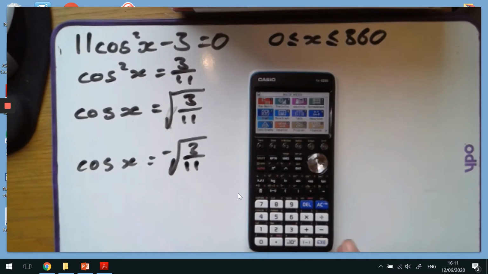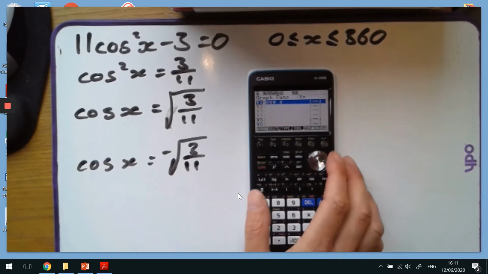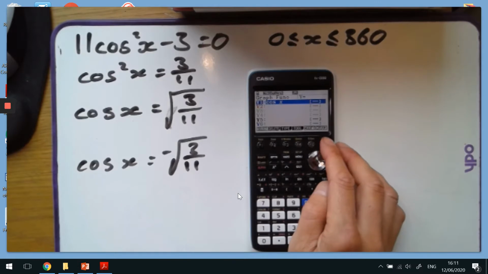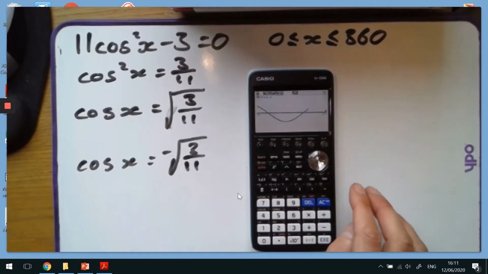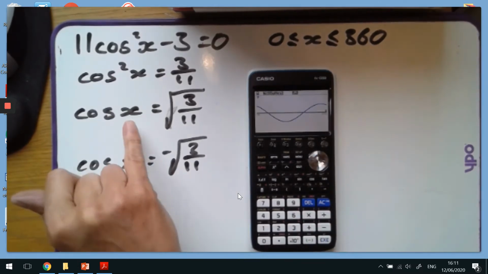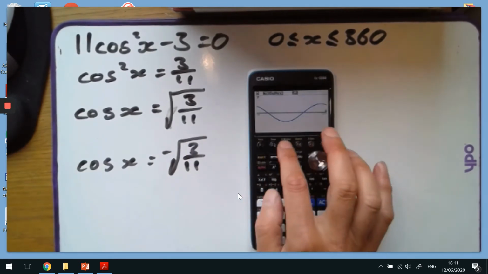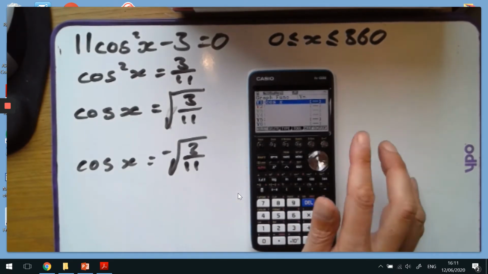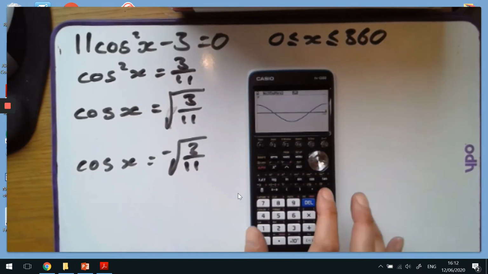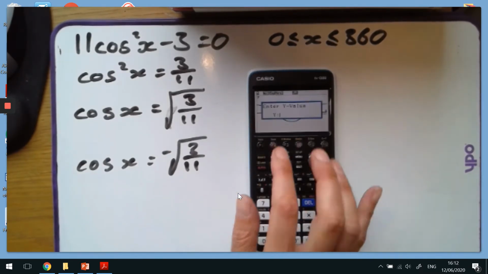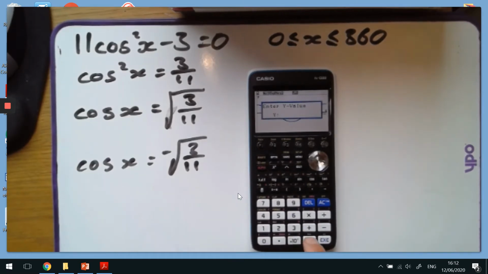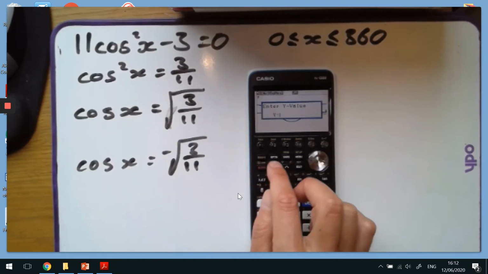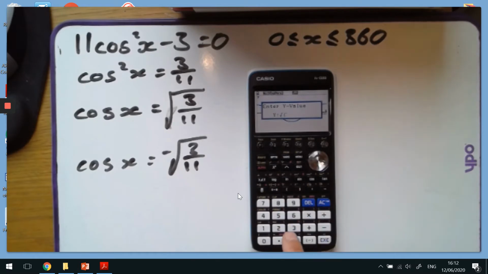So I'm going to go to graph mode. I know I'm in degrees because I've just used it. And I'm going to draw the cos graph. There's no function of x this time, so my V window is just between 0 and 360. Happy with that. Draw. And I'm going to do a G-solve x-calc, and I want the square root of 3 divided by 11.